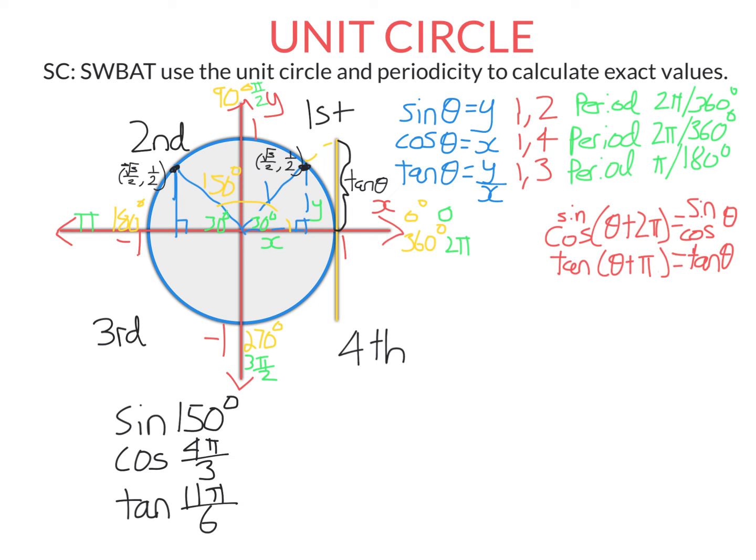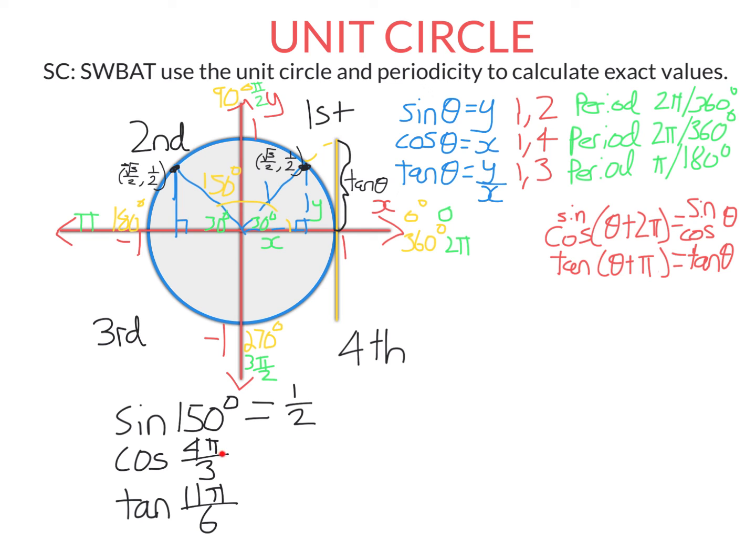So remember, the sine of this angle, 150 degrees, is the y value of this point. So sine of 150 degrees would just be a half, because the y-coordinate is a half. So what we do when we're finding exact values of sine, cos, and tan for an angle outside the range 0 to 90 is find an equivalent angle in the first quadrant.